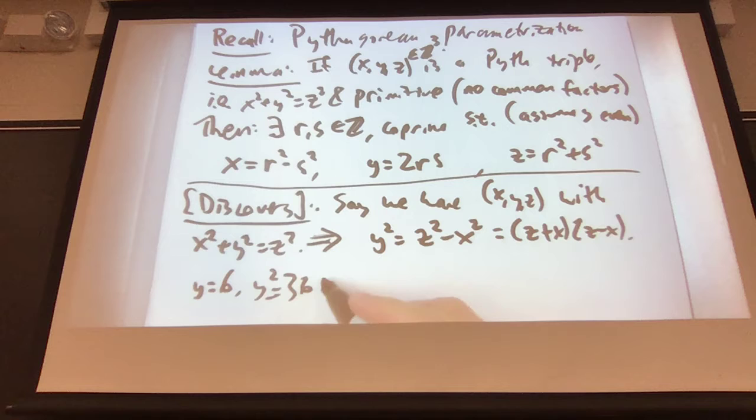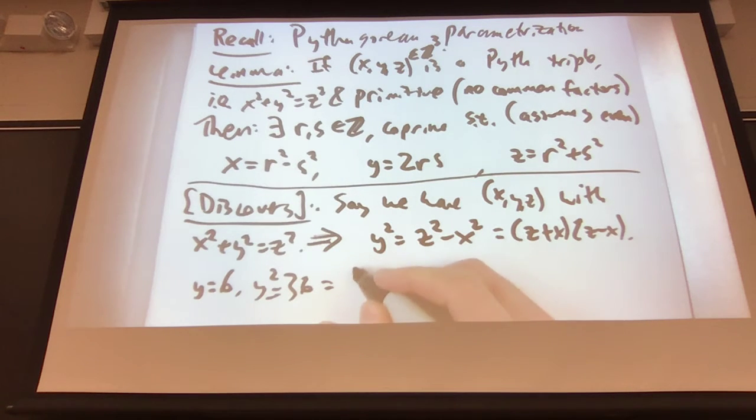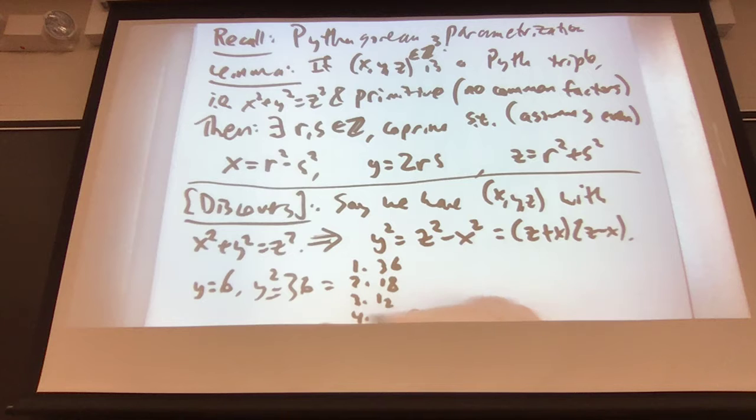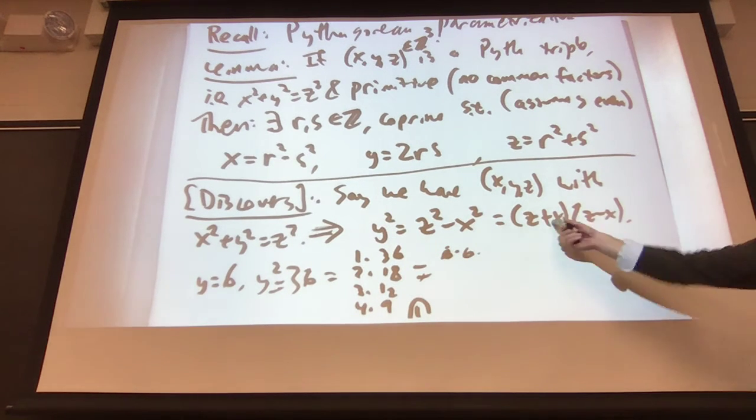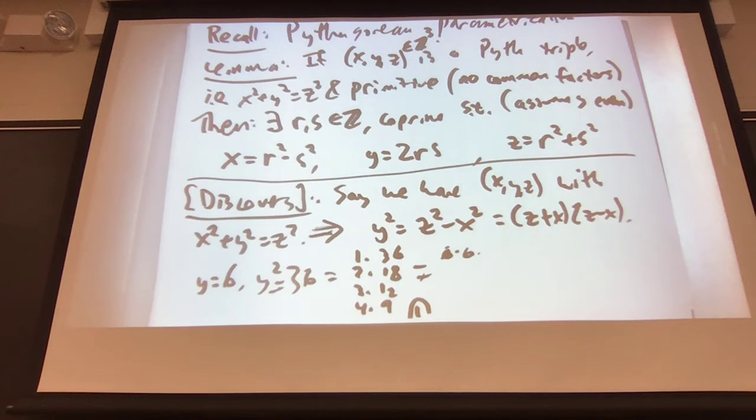Well, there's a lot of ways that 36 is a product of two things. It's 1 times 36. It's also 2 times 18. It's also 3 times 12. Let's just keep going. 4 times 9. It's also 6 times 6. These are all the different ways that 36 is a product of two integers, two whole numbers.